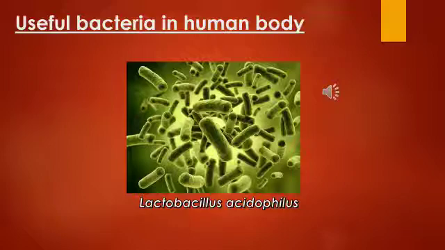There is one particular bacterium named Lactobacillus acidophilus. You can see in the picture how this bacterium looks. Lactobacillus acidophilus bacteria in the digestive tract synthesize vitamins and degrade toxins. If there is any toxin in our food, it will degrade the toxin. Degrade means it will break down the toxin. This is one of the benefits of useful bacteria present within the human body.